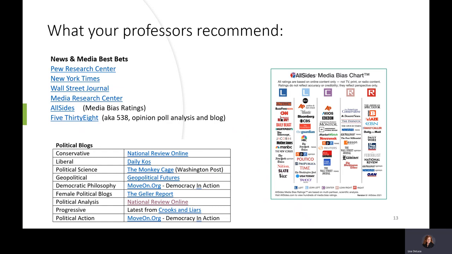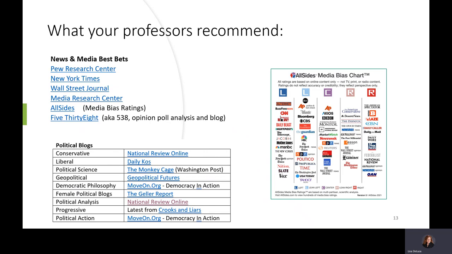And to continue on that theme of professors' recommendations, here are some news sources and media best bets. The Pew Research Center, the New York Times, and the Wall Street Journal. We do subscribe to those newspapers as well as many of the other top newspapers. So if you go back to the list of research guides, news is on there.